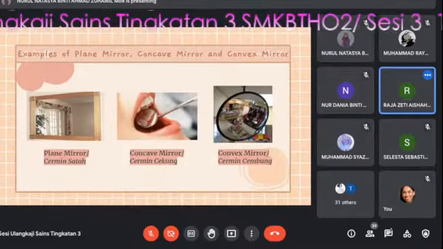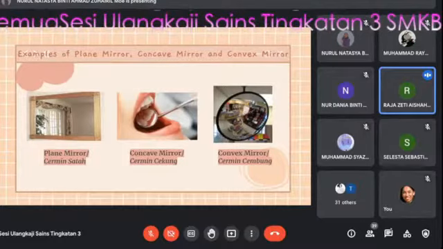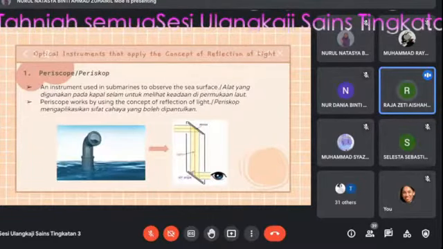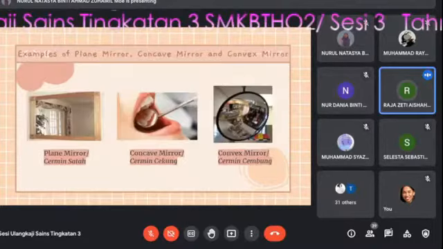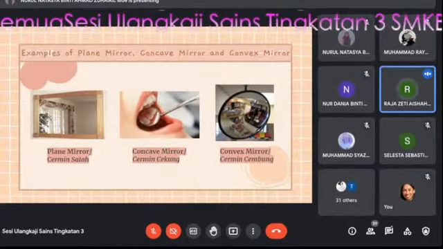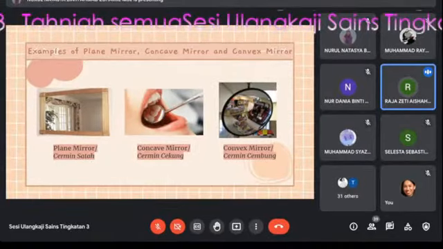The plane mirror makes a living room look spacious. The concave mirror is also used by a dentist to see the patient's teeth because the image formed looks bigger and closer. And the convex mirror is also used by shopkeepers to prevent theft from happening.